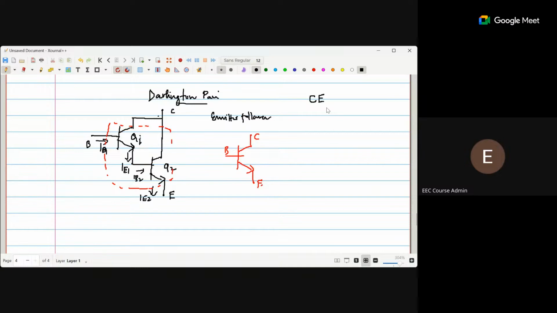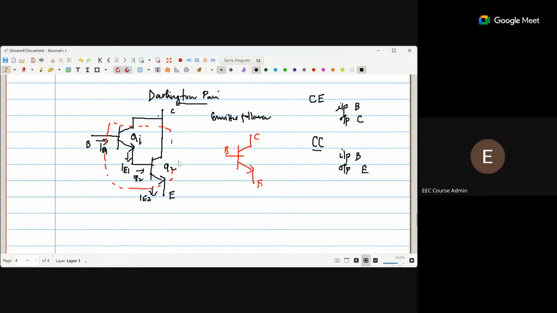Can you tell me where the input is taken in the common emitter? Input is applied to the base, output is from the collector, so the emitter is common. Similarly, in common collector, input is to the base and output is from the emitter. So here also the output will be taken from the emitter and input is to the base. This will be referred to as the emitter follower.